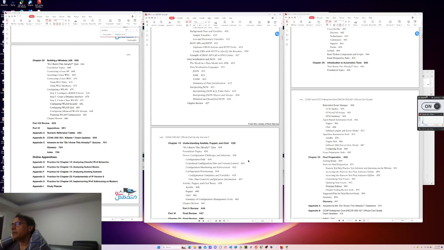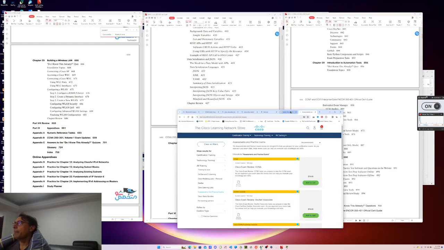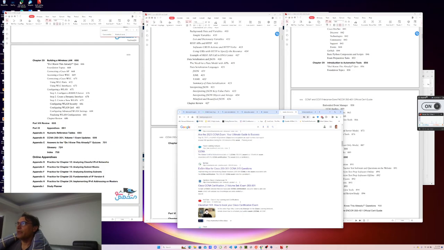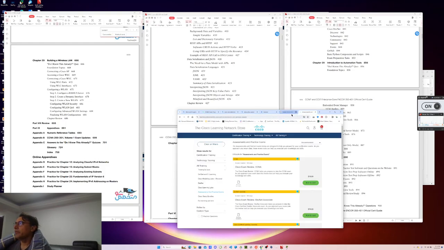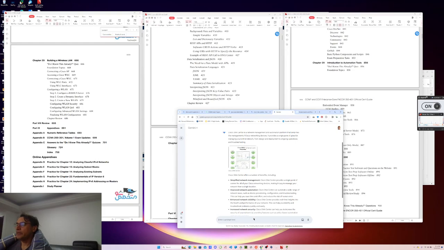So, understanding Ansible, again, we have that understanding Ansible, Puppet. So let's look at the CCNP automation. So we've got Puppet, Chef and Saltstack here, agent and server mode, agentless automation, Ansible, Puppet, Bolt, Saltstack. So Saltstack may be better than Ansible, and we can look into that here. I've got Gemini right here. So is Saltstack superior to Ansible?